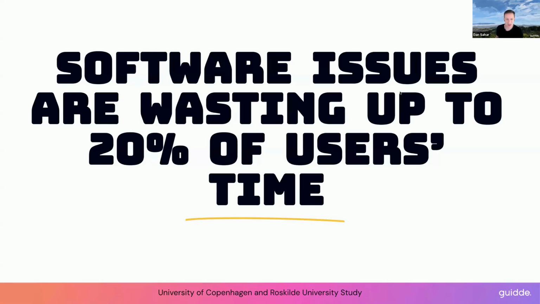And you may ask, how can this be? Software has been around for so many years. It doesn't really make sense that we're losing that much time, and especially with AI coming along, obviously this should improve.